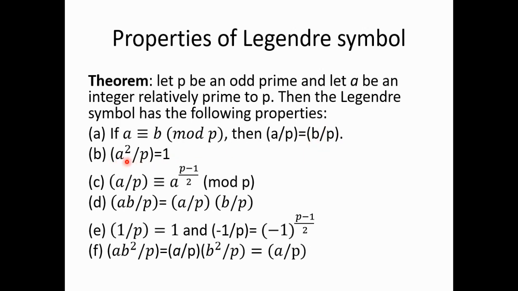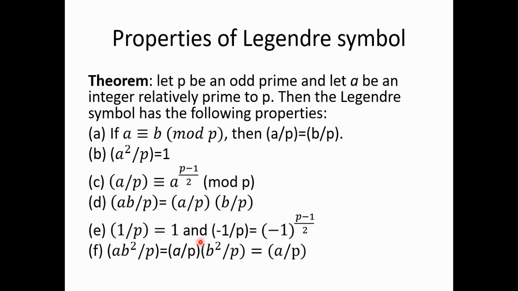The value of the Legendre symbol A squared upon P is equal to 1. A upon P is congruent to A to the power (P minus 1) upon 2 modulo P. AB upon P is equal to A upon P times B upon P.